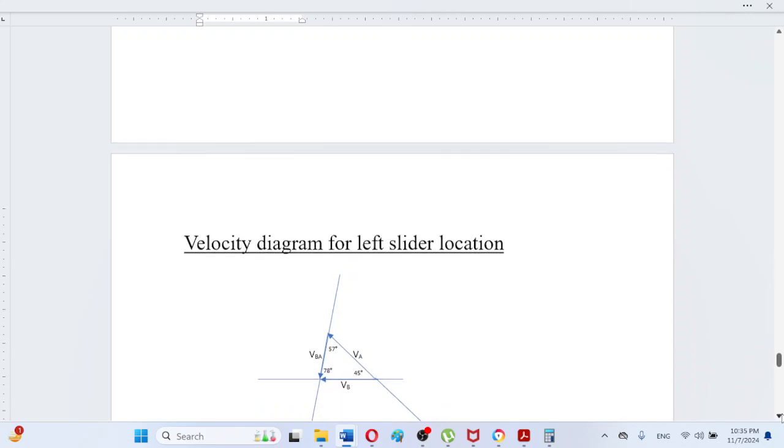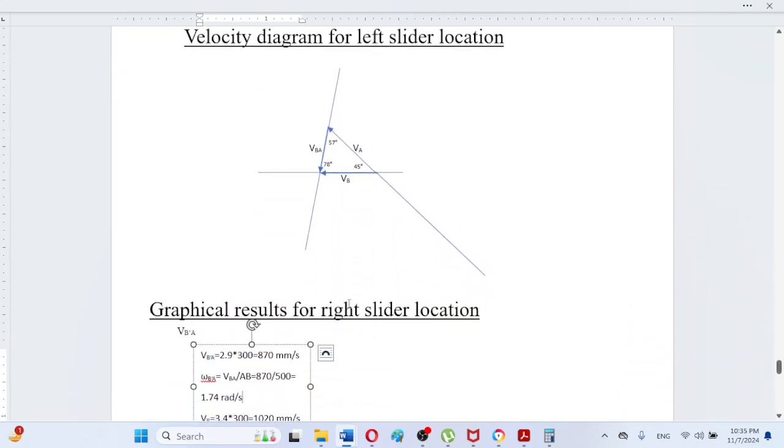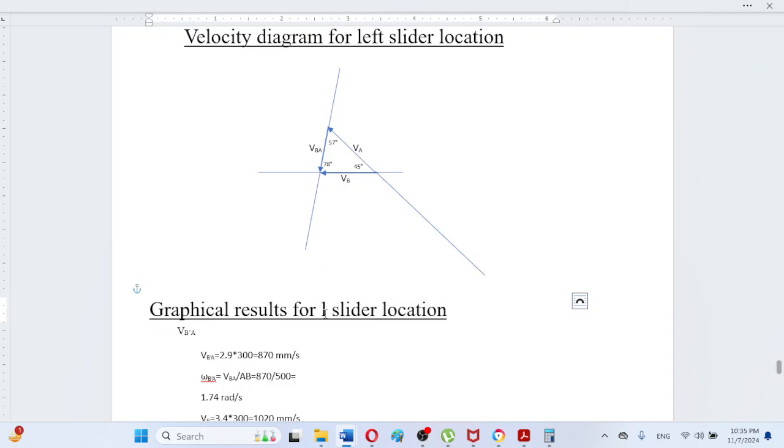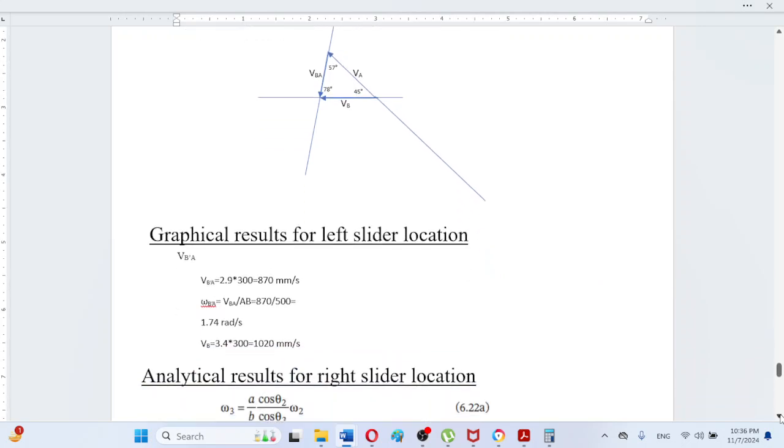Here for the right slider, this has been copied, here must be left side slider location. So for the left slider location, the direction of rotation will be counterclockwise, means positive, and VBA value is 1020 millimeters, as we can observe here that according to scale this is equal to 3.4 multiplied by 3, so this comes out to be 1020.